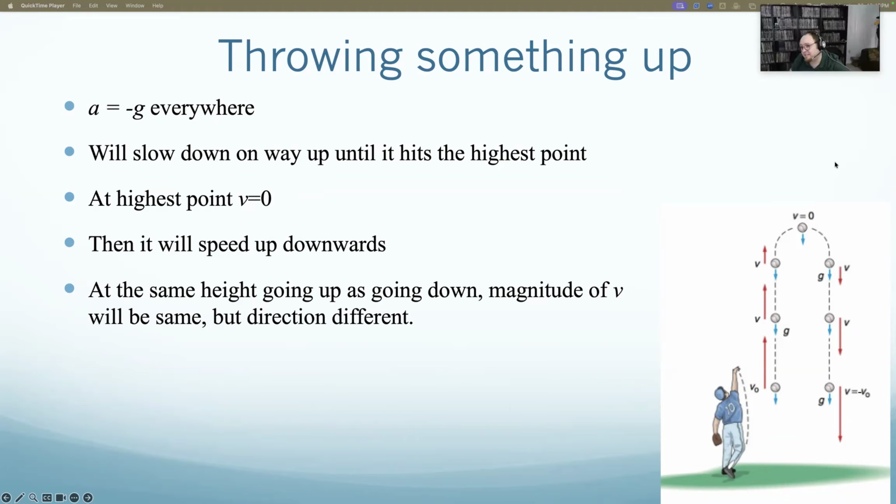But the acceleration is always negative g everywhere. If you ever want to find the highest point when something's thrown in the air, the highest point will be that moment when your velocity is zero.